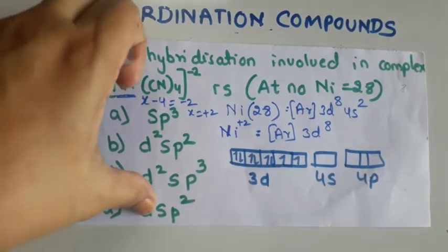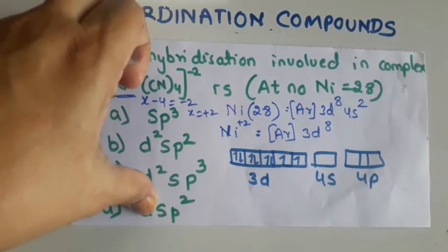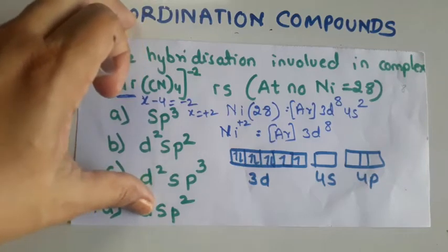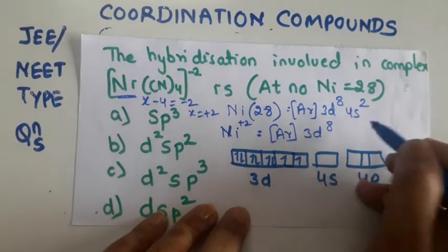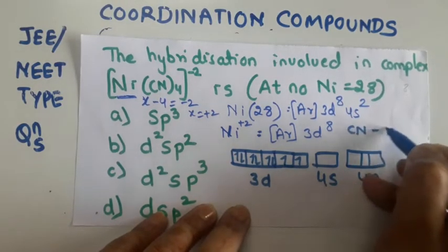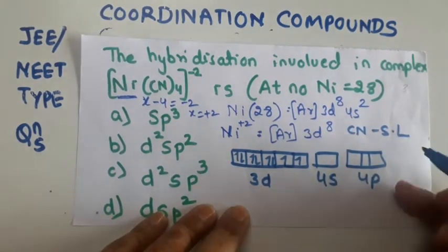Now we all should know that CN, which type of ligand is it? It is a very strong ligand. Okay, it is a strong ligand, so it will lead to pairing of electrons.